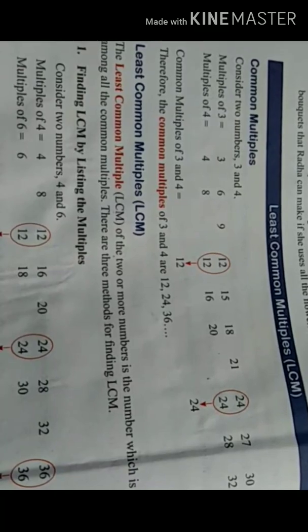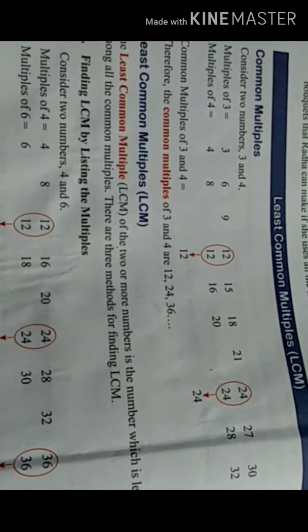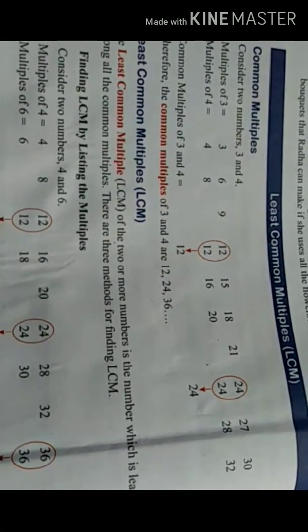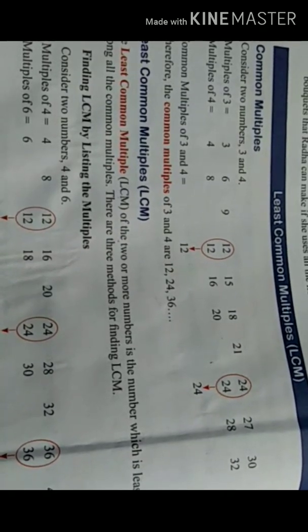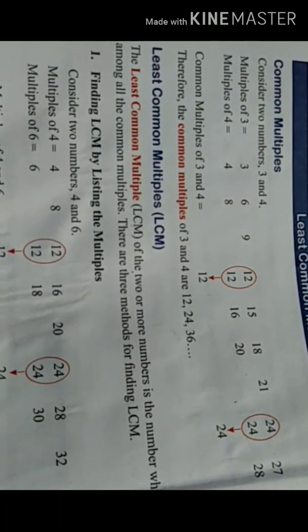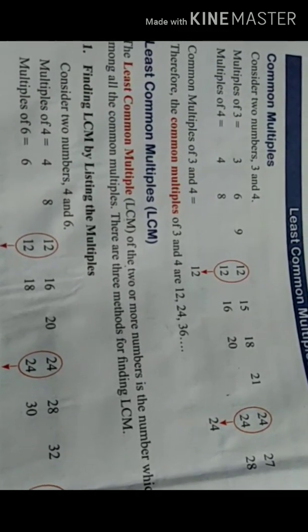I am going to teach you chapter 3. Today's topic is least common multiple, means LCM. In short we call it LCM: L for least, C for common, M for multiples. For finding LCM, first of all I will tell you about the common multiples.